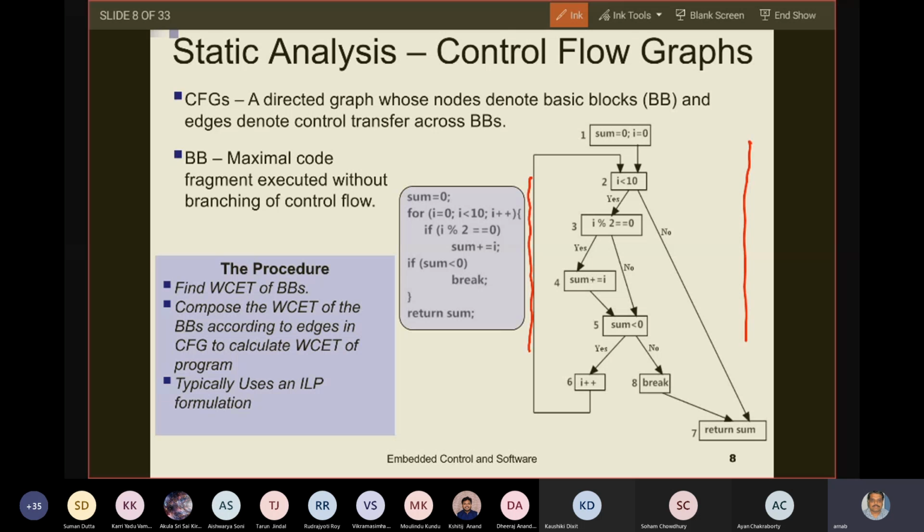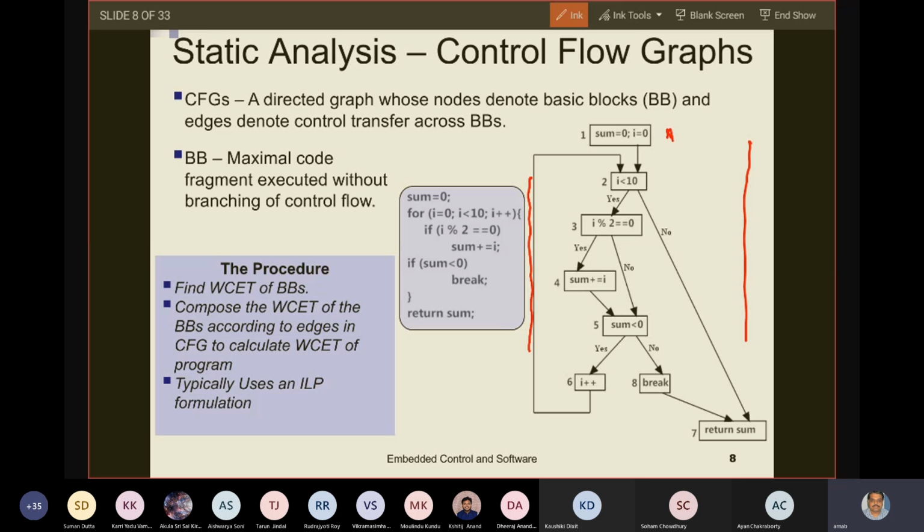So if you understood this, see that each of these blocks here is such a piece of code. The first two statements, sum equals to 0 and I equals to 0, will always execute. If sum equals to 0 executes, I equals to 0 is always going to execute.